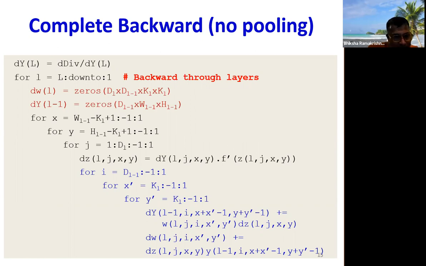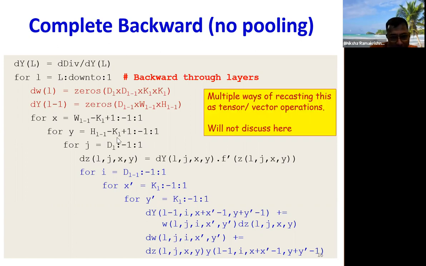And here's the beauty of it. You can recast this. This is a bug here. There should be a 1 colon out here. This is a mistake. And you can recast this in tensor form and vector operations in different ways, but this is really the basic idea.